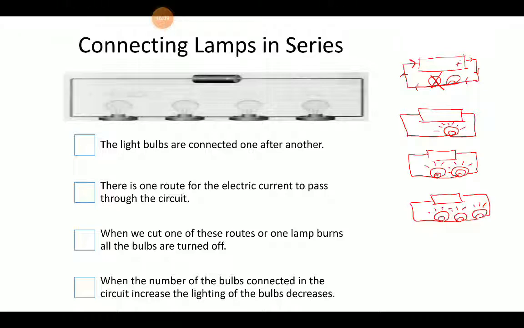Give reason: when unscrewing one bulb from the opposite figure, the electric current doesn't flow. Because in series connection, there is one route for the electric current to pass through.